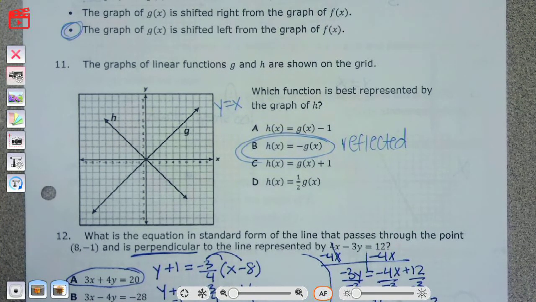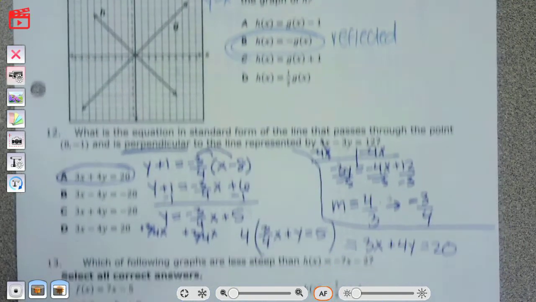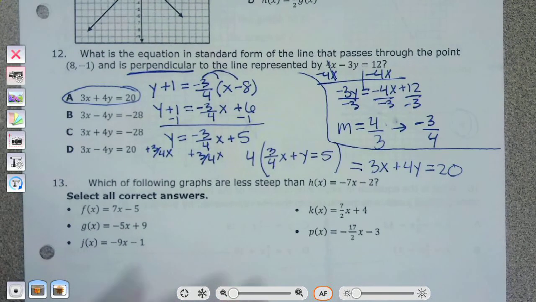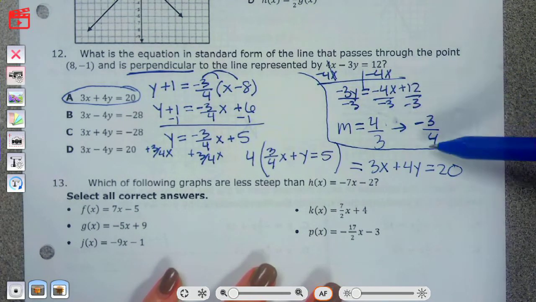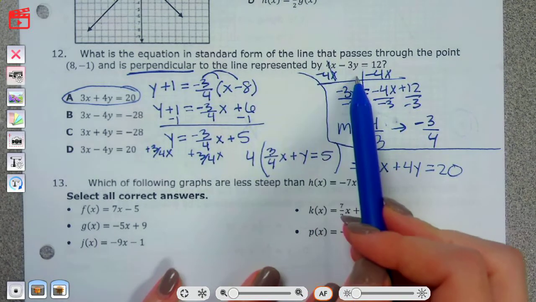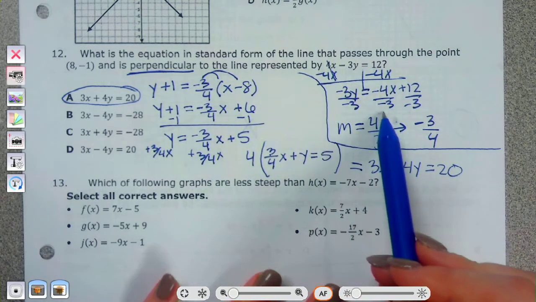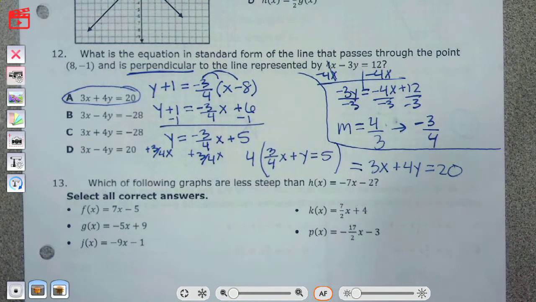Okay. Whoops, I did not realize I already did this one too. On number 12, I ended up already doing this one too, because this is one of those really, really long ones where you have to put it in standard form at the end. So the first thing that you have to do is over here to the right, and you have to find your slope. When they give you standard form, you don't know your slope, so you have to convert it to slope-intercept form. Sorry, let me read the question really quick.